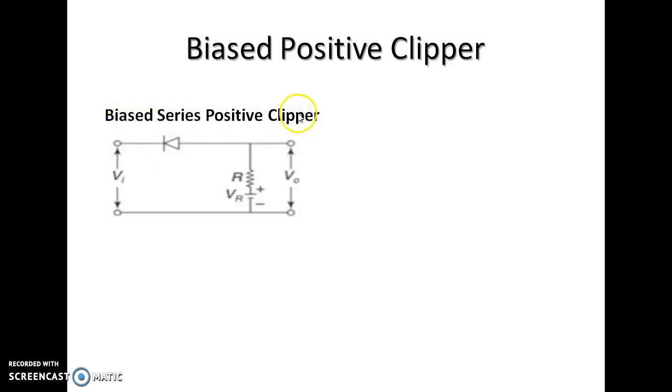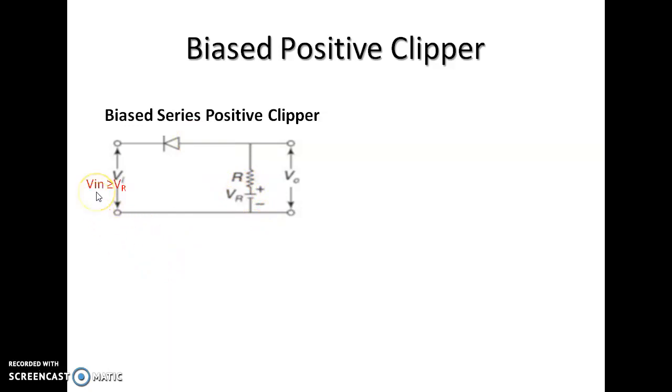Biased series positive clipper functioning is similar to the normal series positive clipper, except we have a reference level here. In series positive clipper, the positive half cycles above the zero reference level have been clipped off. Whereas in this biased series positive clipper, the portion of the waveform which is above this reference level has been clipped off. Let us see that now.